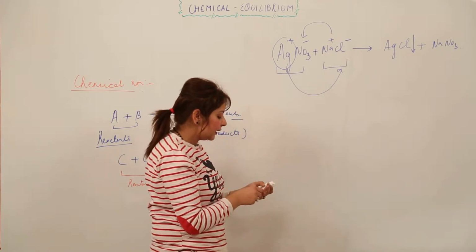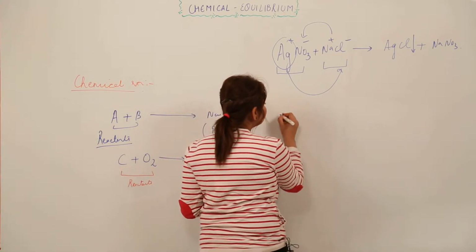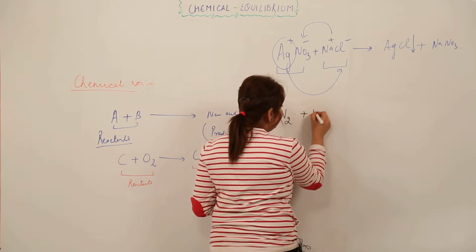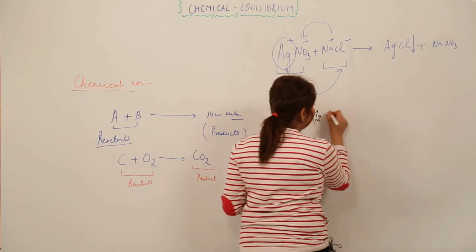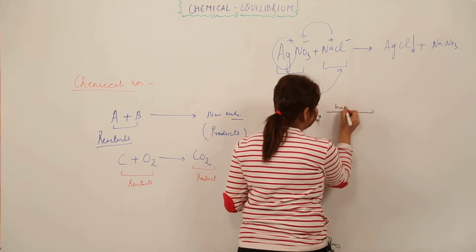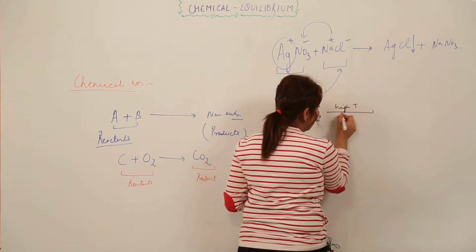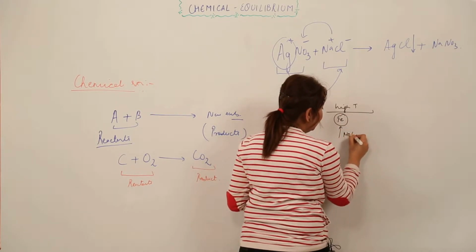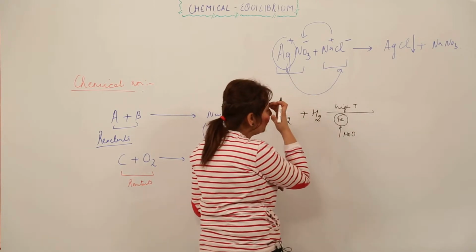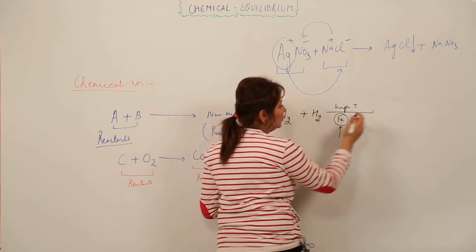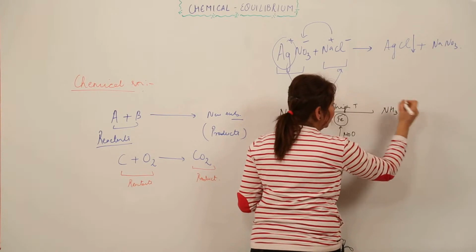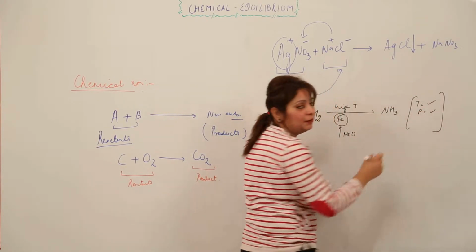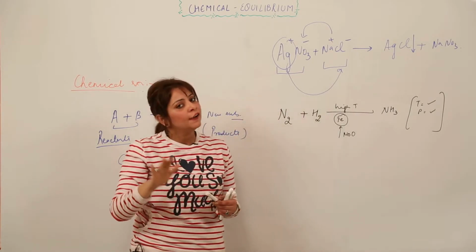One more example I am considering for you. For example, I have nitrogen, and I am mixing it with hydrogen, and what happens? There is a high temperature, there is a catalyst, iron, and the catalytic promoter we have is molybdenum oxide. Then what is happening? This N2 is combining with H2 to give rise to ammonia. This is occurring at a particular temperature and particular pressure. That means temperature and pressure conditions are fixed.